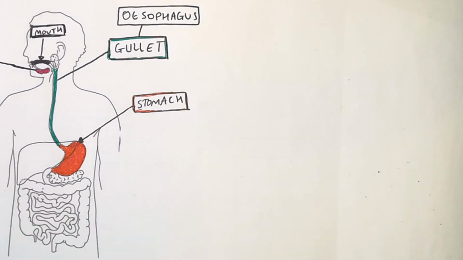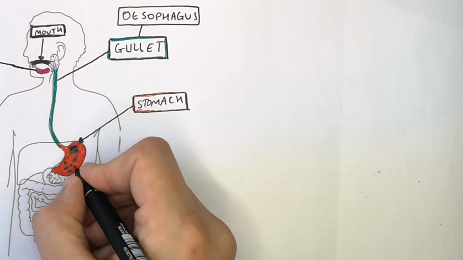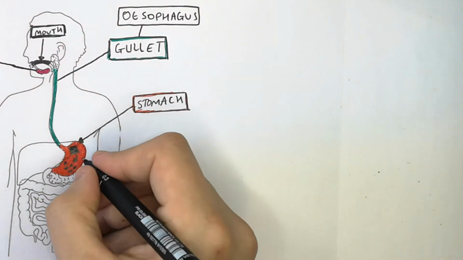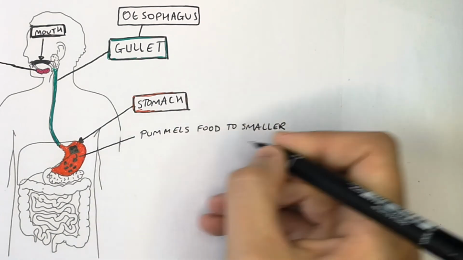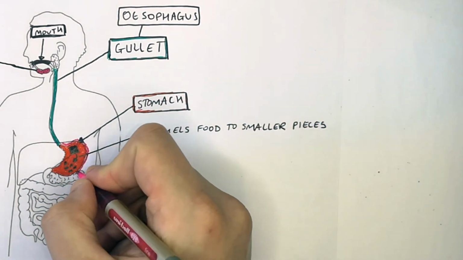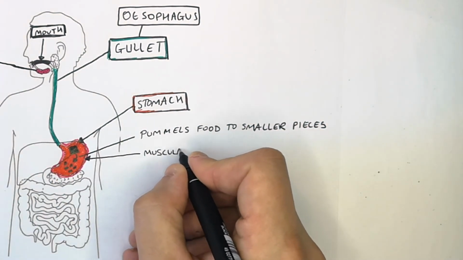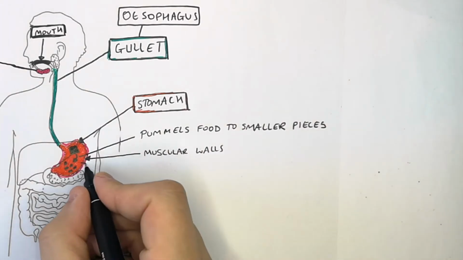Your stomach is an organ that pummels food from larger to smaller pieces. It uses the muscular walls to churn the food, break it down to smaller pieces.